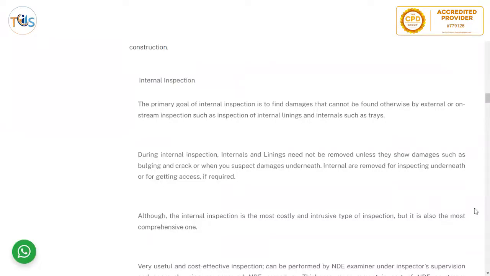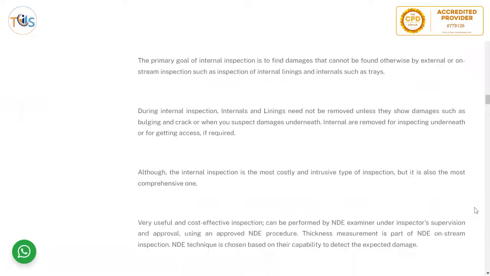The primary goal of internal inspection is to find damages that cannot be found otherwise by external or on-stream inspection, such as inspection of internal linings and internals such as trays. During internal inspection, internals and linings need not be removed unless they show damages such as bulging and crack, or when you suspect damages underneath that you need to remove the internals to determine the range of damage or the extent of the damage. Internals are removed for inspecting underneath or for getting access if required.